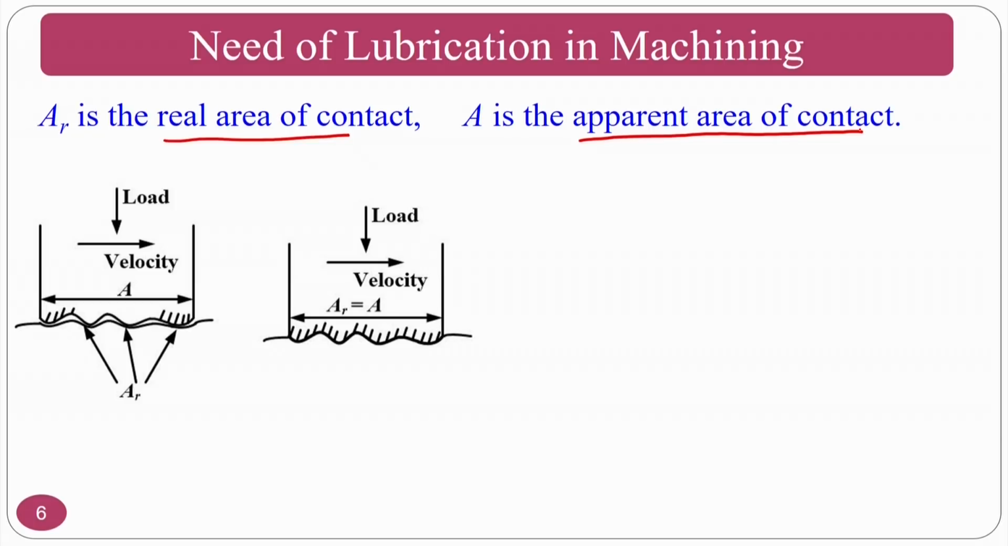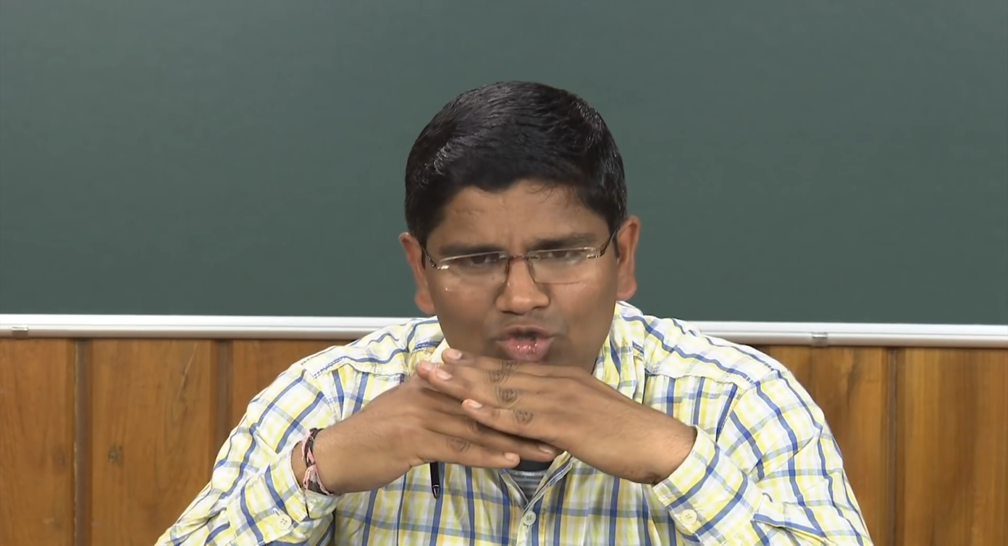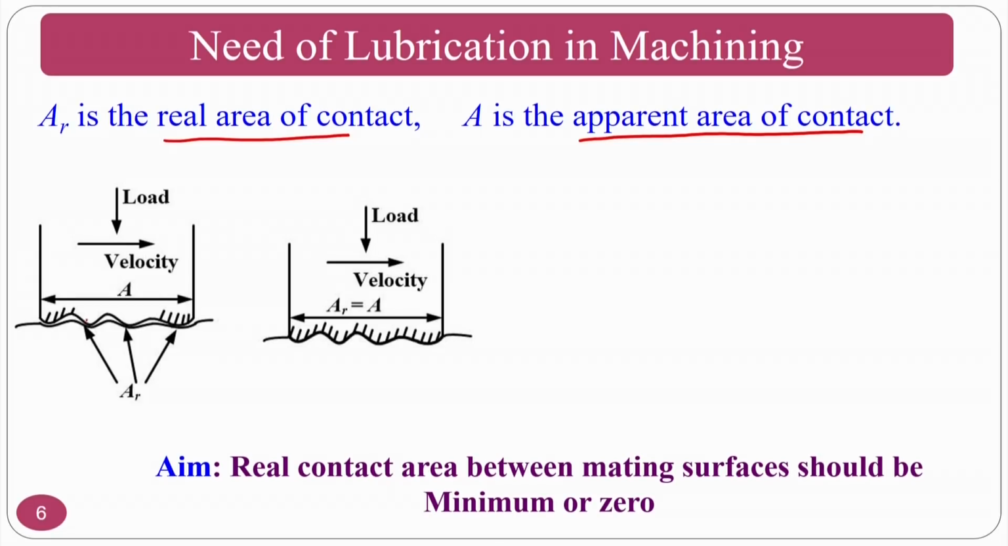If I want the real area of contact, my aim as a mechanical engineer or a manufacturing engineer is that the real area of contact between my tool and chip should be zero or minimal. That means I am sending a lubricating layer or a cutting fluid in between these two surfaces. That is what I want. Here the real contact area is these points, but still I don't want these points also. So for that purpose, normally lubrication is used.